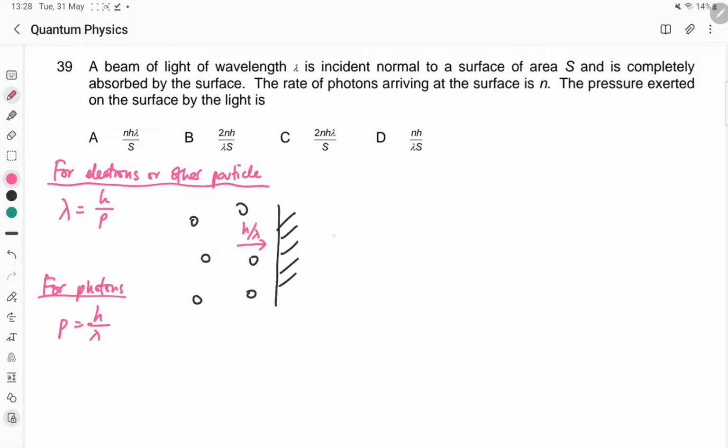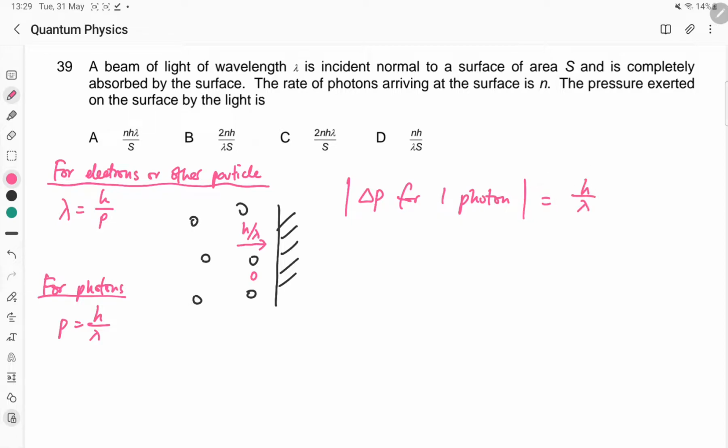So this photon is absorbed by the wall. That means it doesn't come out anymore. Therefore, what is the final momentum? Zero. So if you consider the change in momentum for one photon, the magnitude will be equal to h over lambda.